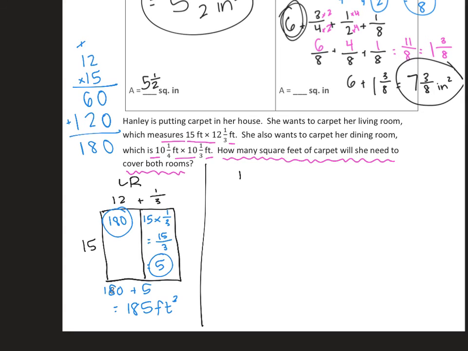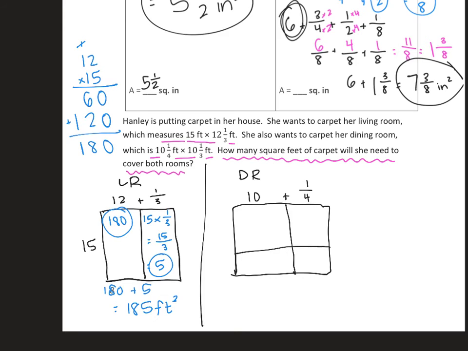So I'm going to put DR. And again, I'm going to make an area model. Make this one a little bigger because now we're multiplying two mixed numbers. Okay. So I'm going to break these up. So I'm going to start with 10 1/4. So I'll say 10 plus 1/4. And then I have 10 1/3. So I'm going to say 10 plus 1/3.